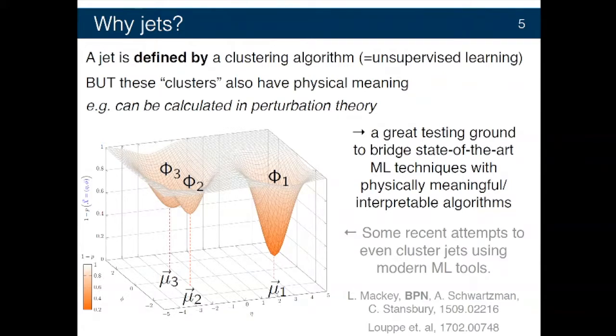But the difference between these kinds of clusters versus, say, normal clusters that you might have in a regular image in standard machine learning, is that these clusters have physical meaning. And by that I mean we can calculate their properties in, say, perturbative QCD. Nonetheless, they're a great testing ground for state-of-the-art machine learning techniques, and the results of their structure are physically meaningful and interpretable. There have been some recent attempts to even make clustering algorithms differentiable, but I won't go into the details of those topics.